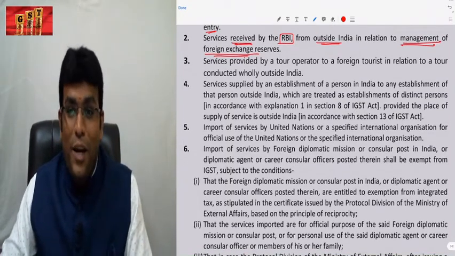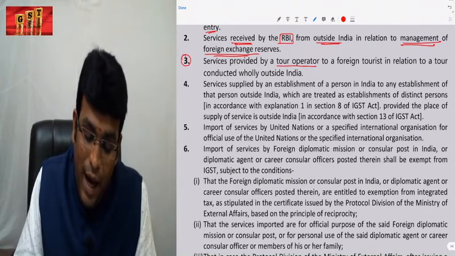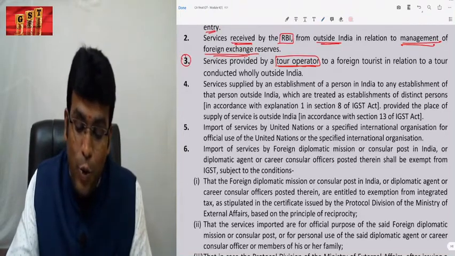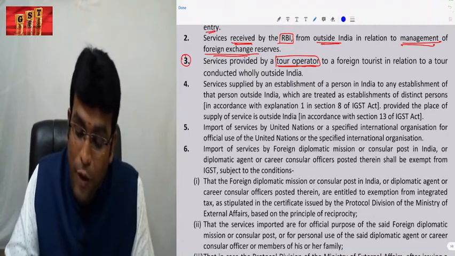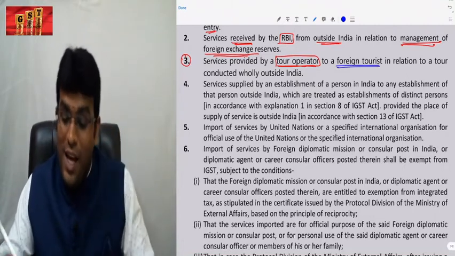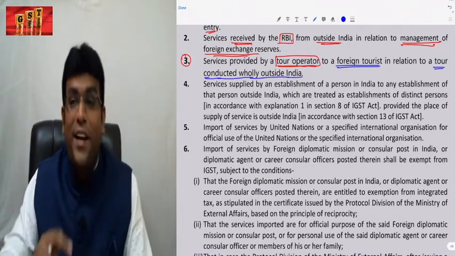Clear, my dear friends? Next point. Third one: service provided by a tour operator. Service provided by whom, sir? Tour operator. See that line? Service is given by a tour operator to a foreign tourist in relation to a tour conducted wholly outside India.